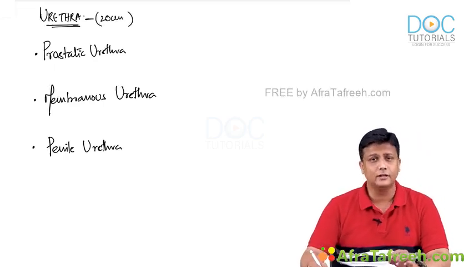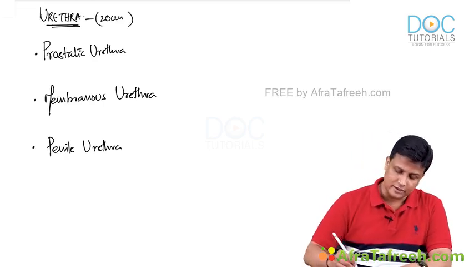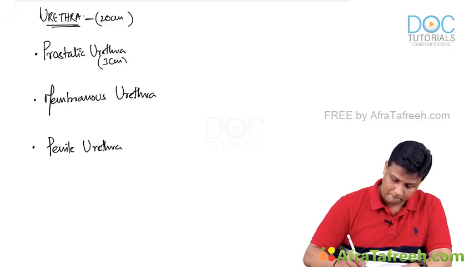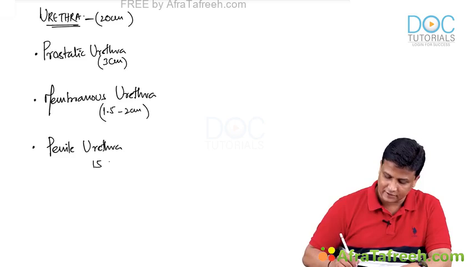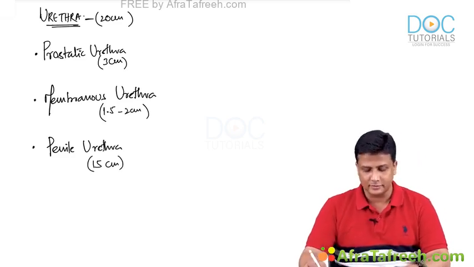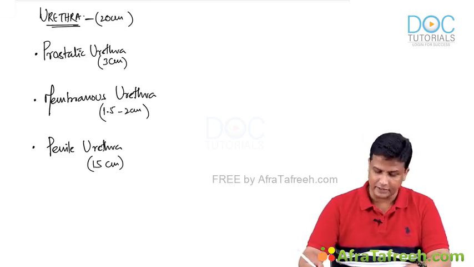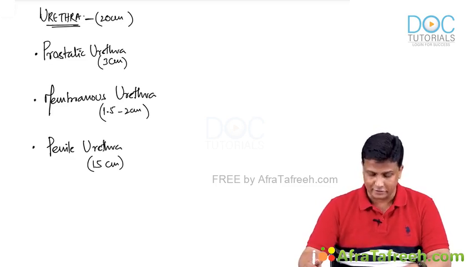Now first try to learn the approximate lengths of each and every part. Prostatic urethra will be almost 3 centimeters long, whereas membranous urethra will be 1.5 to 2 centimeters long, and then penile urethra will be 15 centimeters long, so it is the longest one. So prostatic urethra will be 3 centimeters long, membranous urethra approximately 2 centimeters, and then finally penile urethra will be 15 centimeters, adding up to approximately 20 centimeters, guys.